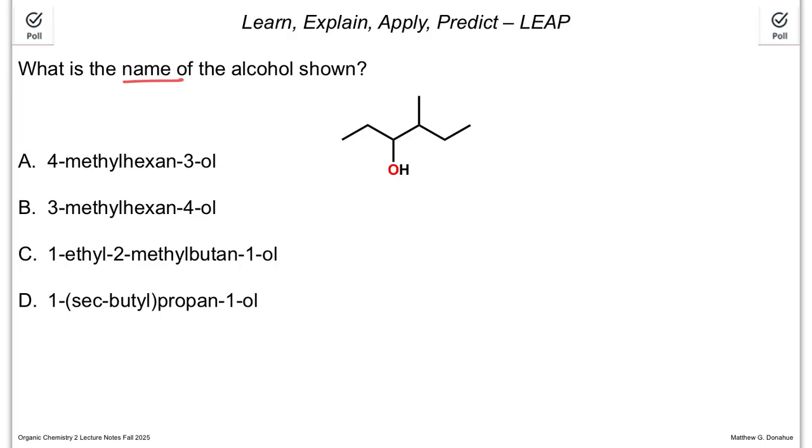When we find the longest chain, so I would say it's probably that's the longest chain, that gives us the parent alkane name. And then we need to specify what carbon that OH group is bonded to. So as a review of nomenclature, let me just kind of snake around the longest chain. Then if we count the carbons, 1, 2, 3, 4, 5, 6. So it has to be a derivative of hexane.